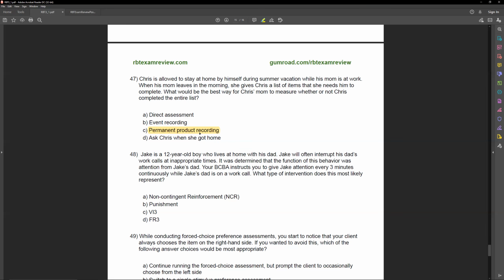So that's non-contingent. And the idea behind non-contingent reinforcement, it's a motivating operation, antecedent intervention. We're trying to reduce Jake's need for attention. So we give him attention continuously to try and reduce his need for attention from his dad. So this most likely represents NCR.